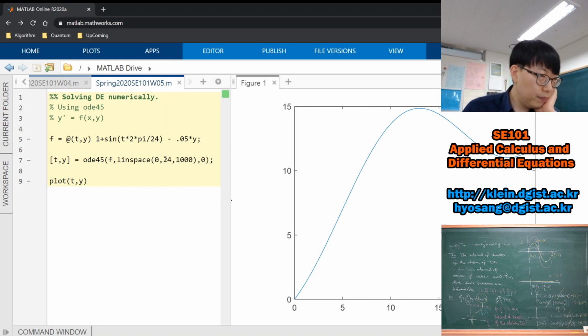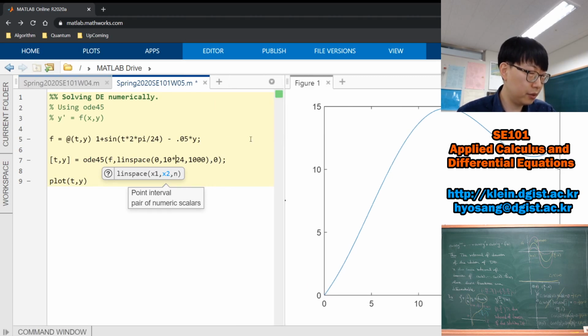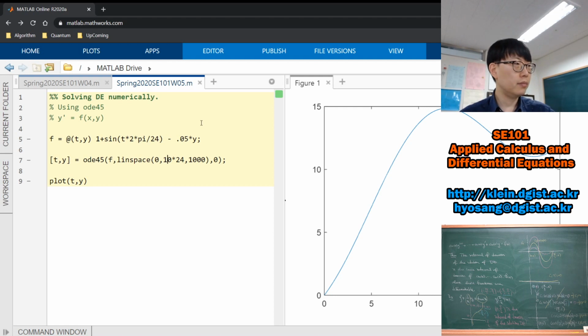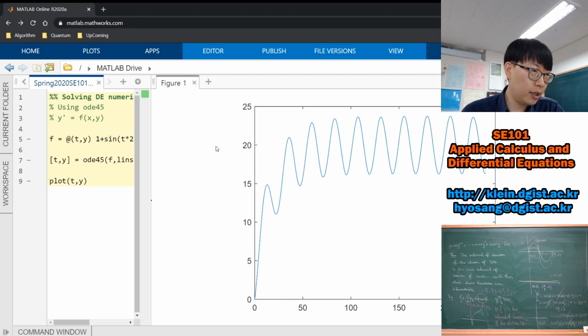If you want to plot this graph for a larger period, a larger domain, let's just increase the t's. Okay, so t is a unit of hour. Yes, unit of hour. So if I put 0 to 24, it only lasts for 1 day. If I multiply by 10, it's a 10-day period. Now this is the picture that you might see in the textbook.